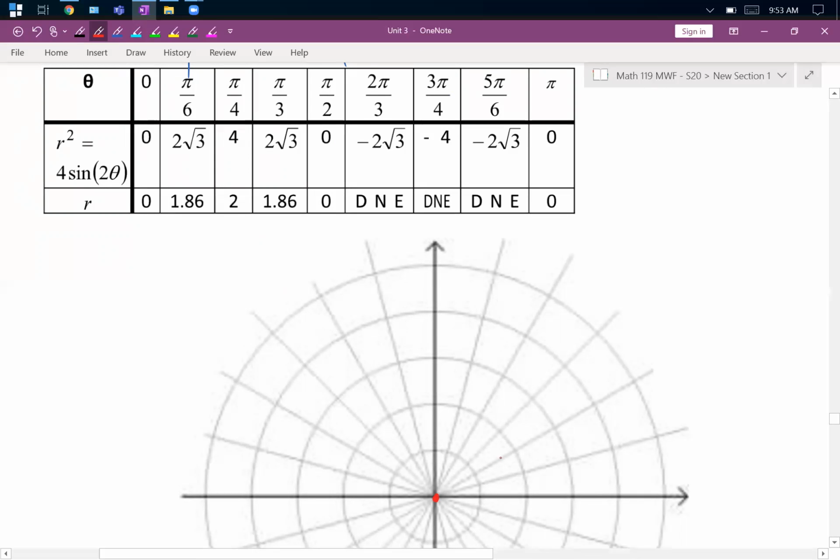1.86. At pi over 4, we're up at 2. At 3 pi, we're back to this 1.86. And then at pi over 2, we're back to 0.